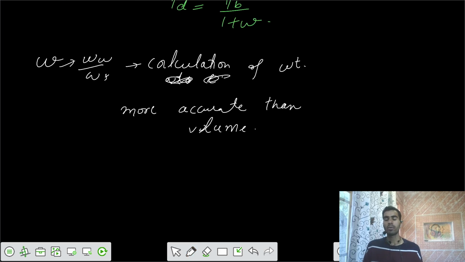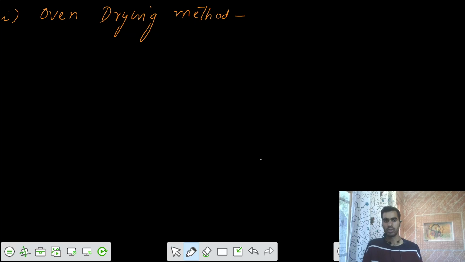Now we are going to the few methods we have related to water content. The first one is a standard lab test that we call the oven drying method. This is your standard lab test, and it gives very accurate values.